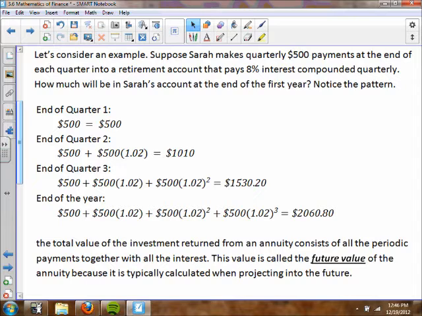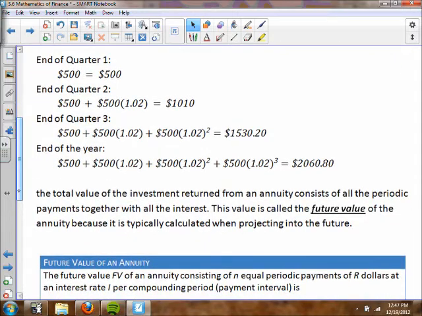At the end of the third quarter, again, she's getting interest on the money she put in at the end of the first quarter. She's getting new interest on the money she put in at the end of the second quarter, and she's also putting in $500 extra. $1,530.20. At the end of the year, she's still getting interest on the first quarter's money, interest on the second quarter's money, new interest on the third quarter's money, and she's also putting in $500 extra. So at the end of the year, she's got $2,060.80 in her account.